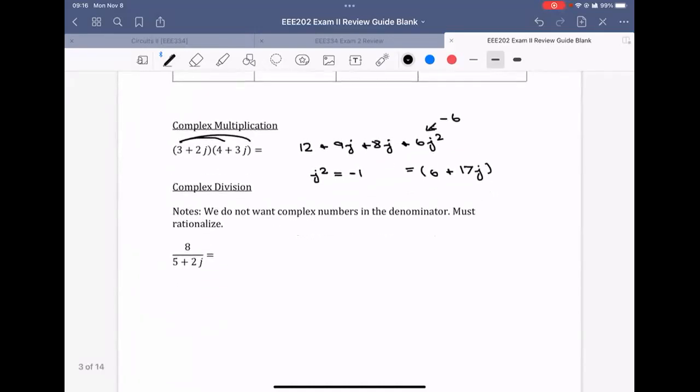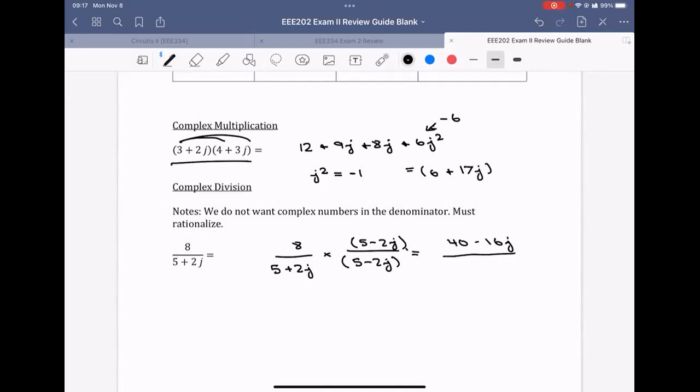Complex division. This is also the same thing as multiplication. We don't want the imaginary on the denominator, 5 plus 2j. So what we're going to want to do is rationalize it. You would multiply by the conjugate. So 5 plus 2j, we would multiply by 5 minus 2j on the top and on the bottom. On the top is easy because you can actually just multiply 8 in. So you get 40 minus 16j.